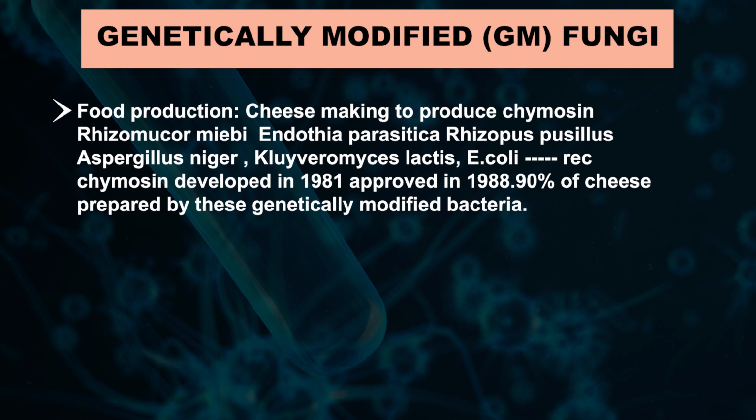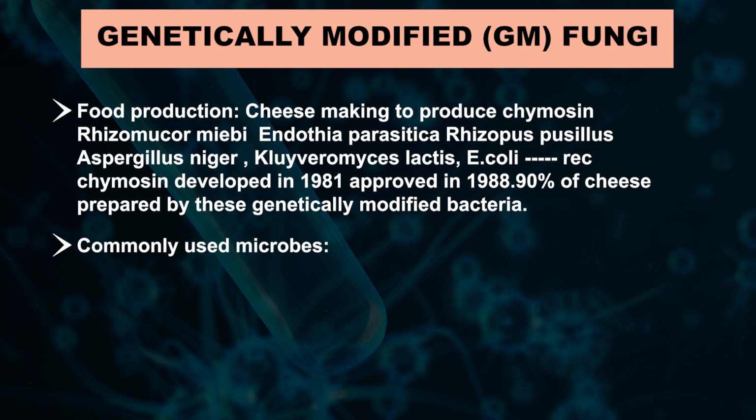Next, use in the field of food production. Cheese making to produce chymosin: Rhizomucor miehei, Endothia parasitica, Rhizopus pusillus, Aspergillus niger, Kluyveromyces lactis, E. coli. Recombinant chymosin was developed in 1981, approved in 1988. 90% of cheese is prepared by these genetically modified bacteria as well as fungi.